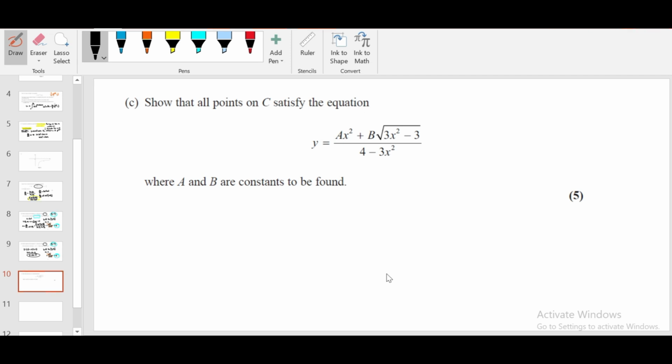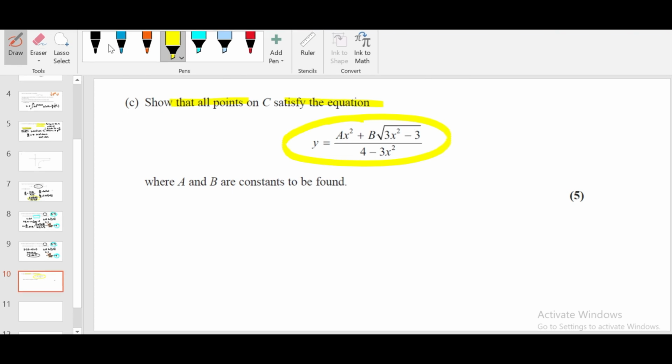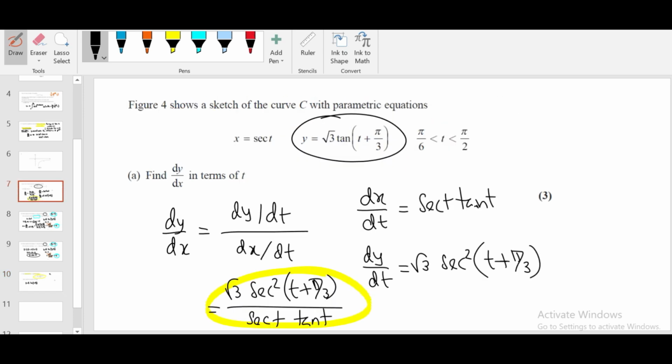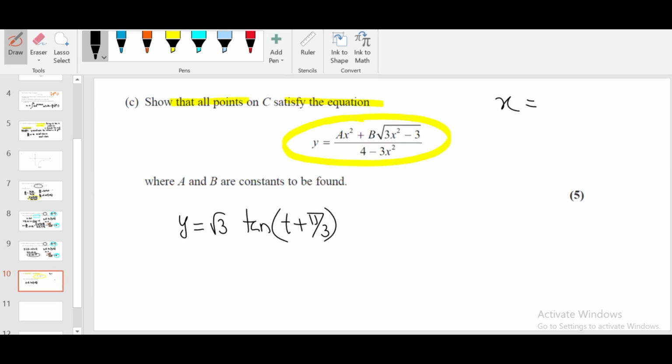Part C says, show that all points on C satisfy the equation. When you have a set of parametric equations, and they say show that all points satisfy this equation, and you see an equation in terms of y and x, basically they want you to find the Cartesian equation. That's all. It's a 5-mark question. You need to find the Cartesian equation. You take y, it's given as root 3 tan t plus pi over 3, and this x is given as secant t.